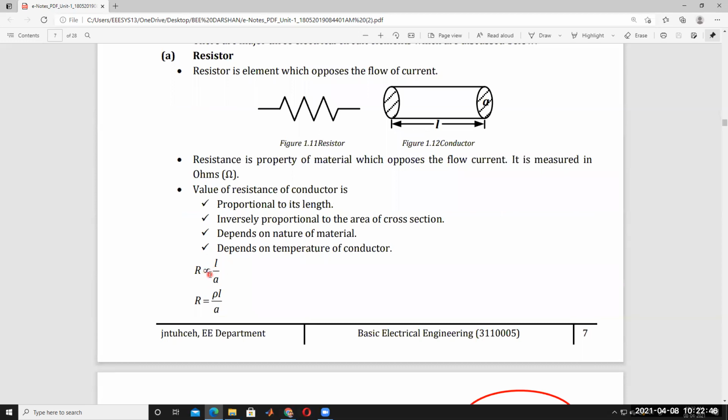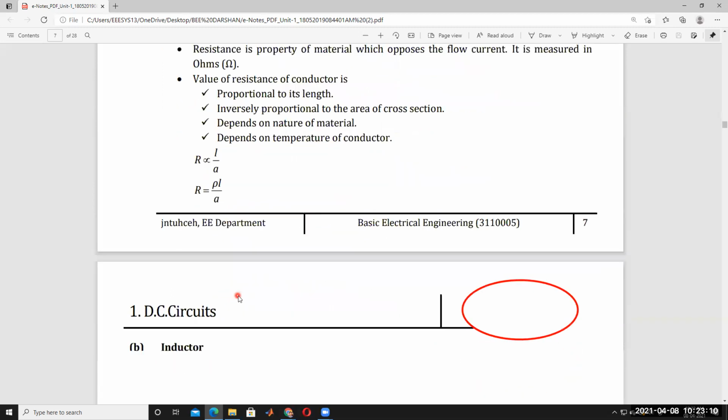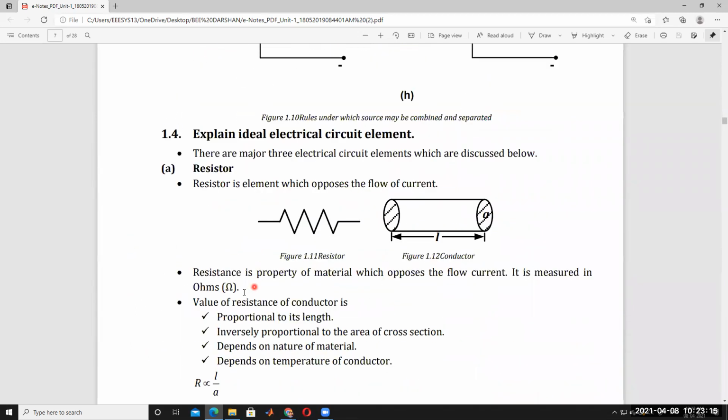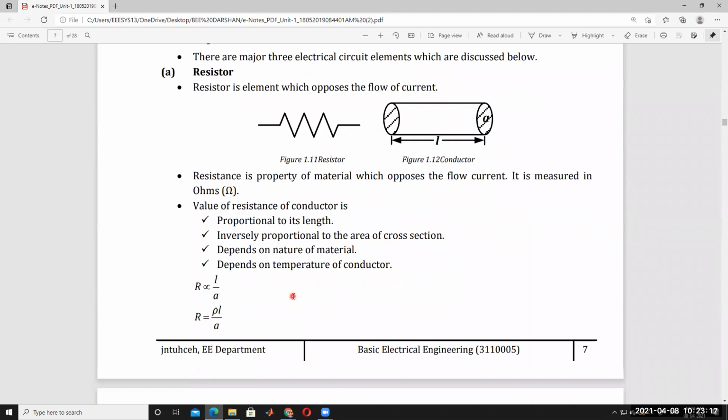So finally, R is proportional to L, and inversely proportional to the cross-sectional area, that is 1 by A. So R is equal to rho L by A. Here rho is nothing but the specific resistance of the conductor material. R is equal to rho L by A. It's clear. So this is about the resistor, and the resistor unit is ohms.